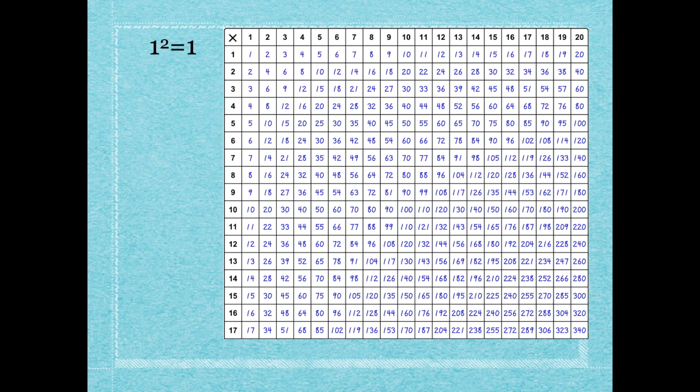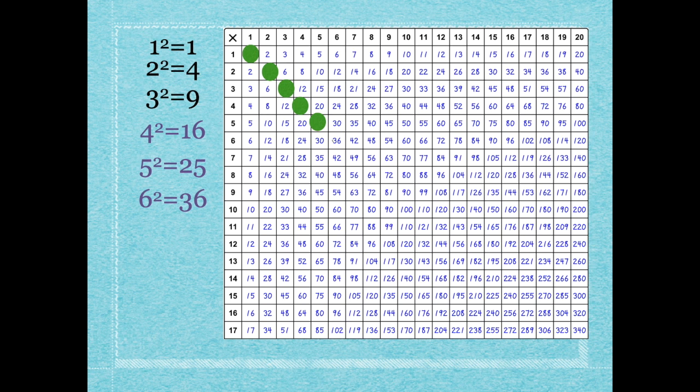So let's just start with the first one. 1 squared is 1. And there it is. 2 to the second power is 4. And there it is. Do you see a pattern emerging? 3 to the second power is 9. 4 to the second power is 16. 5 to the second power is 25. And 6 squared is 36. And 7 squared is 49. And 8 squared is 64. The pattern is really emerging now.